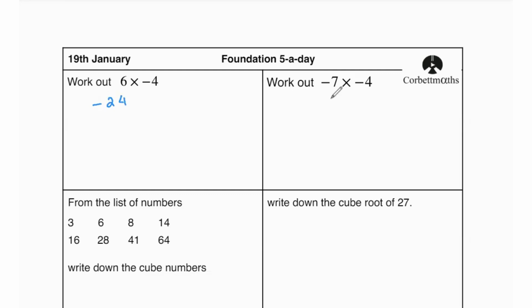In the next question, they're asking us to work out the product of -7 and -4. Now, when we're multiplying two negative integers, the answer is always positive. So 7 times 4 is 28. So positive 28 is going to be your answer to this.